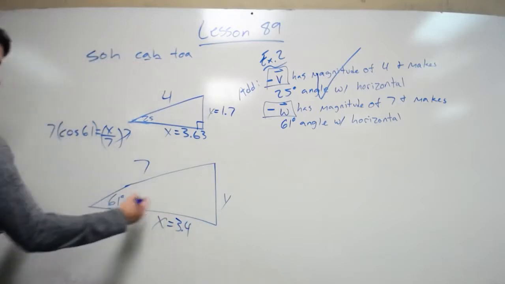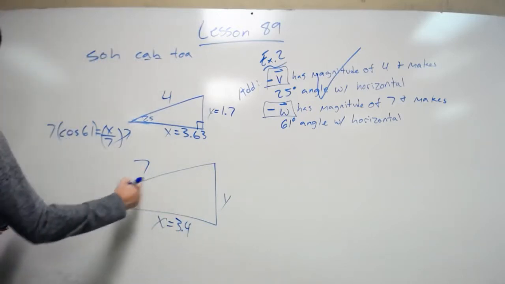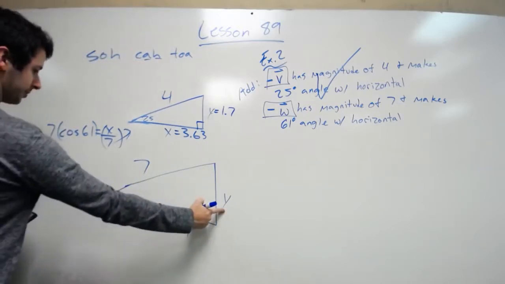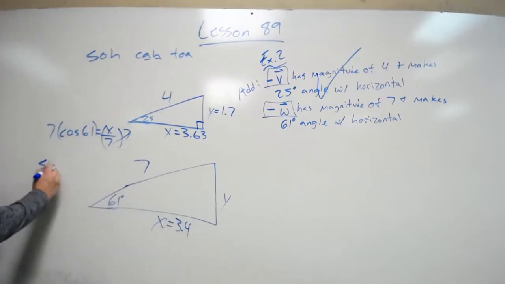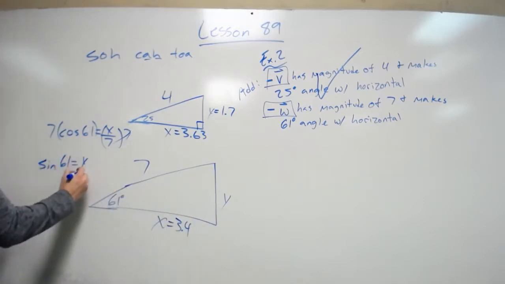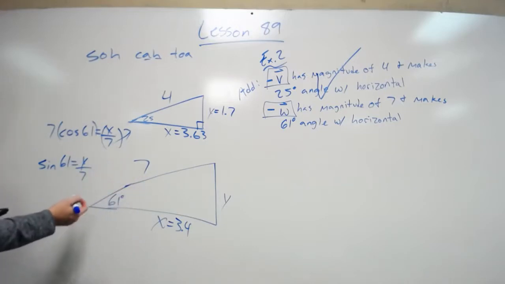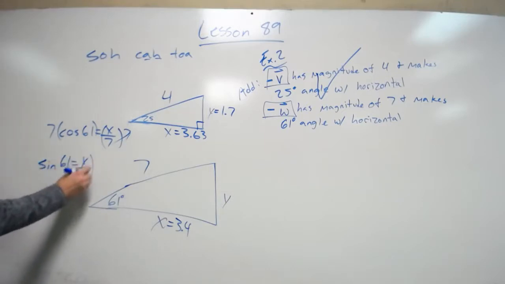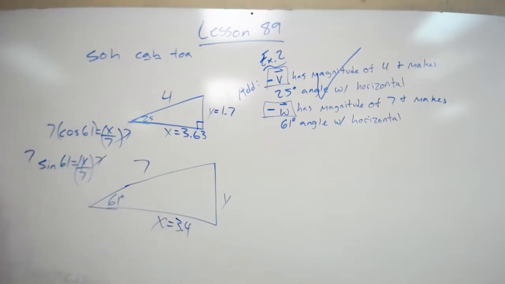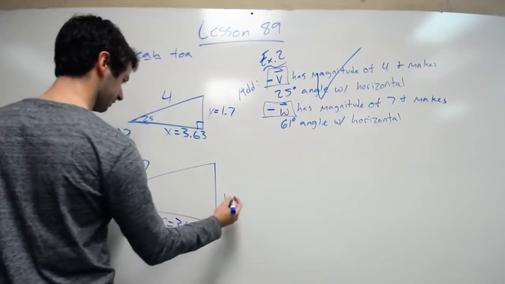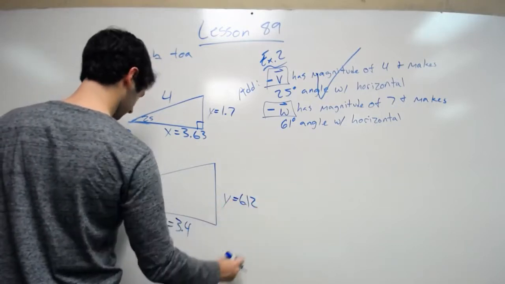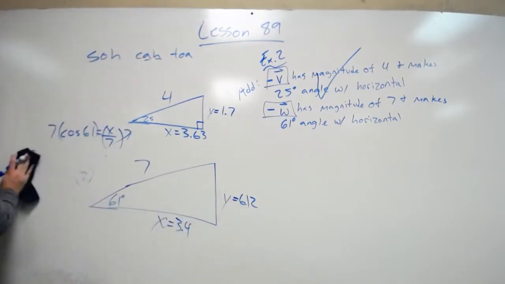Now we need y, so from 61 I'm going to do opposite over hypotenuse. I could do adjacent over hypotenuse, or I could do opposite over adjacent if I wanted to, but I'm going to keep it this way. Multiply by 7. That gives 6.12. Alright, so now I have all my vectors.